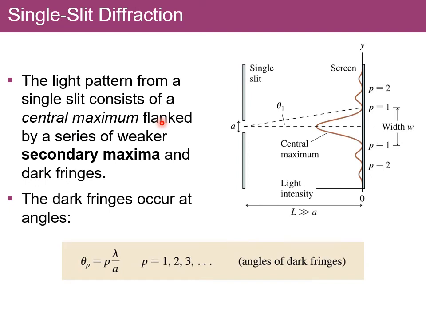The light pattern from a single slit consists of a central maximum flanked by a series of weaker secondary maxima and dark fringes. The dark fringes occur at angles θ_dark equals p times λ over a, where p is any positive integer.